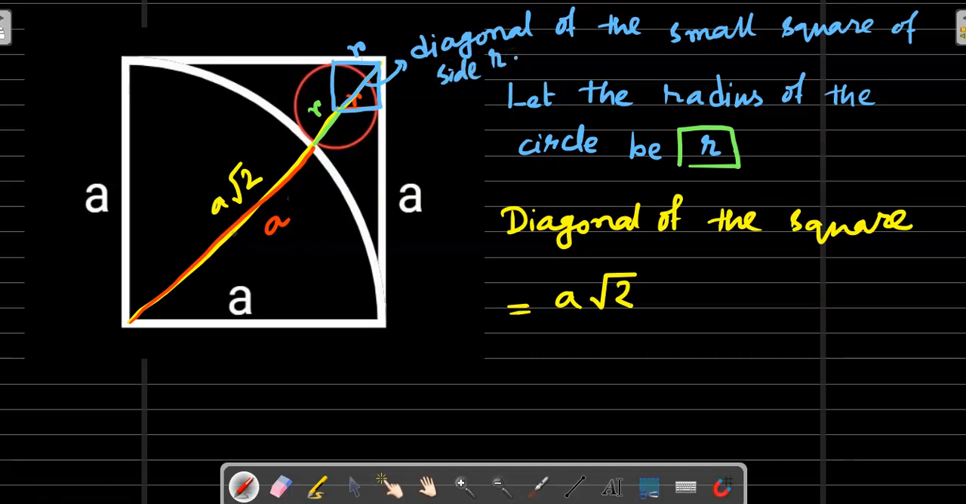So now you see, what was the diagonal a root 2, that is the yellow line, that we can break in three parts. One, that is the radius of this quarter circle, the radius of this circle, and the diagonal of the small square of side R. Therefore you get a root 2, that is the diagonal of the square of side A, that becomes equal to A plus R plus R root 2. Why R root 2? Because that is the diagonal of the square of side R. Therefore it is R root 2.